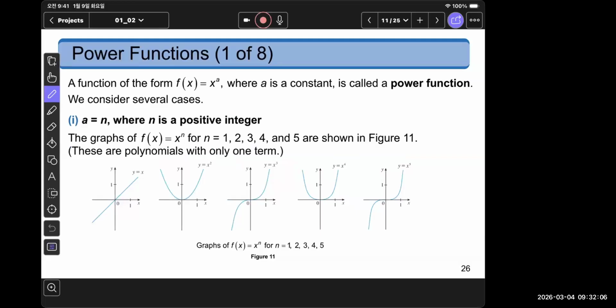Oh, and if your function is of this form, x to the a, please note that x is a variable and a is a constant. If your function is given by this x to the a type, then such a function is called a power function. And we want to consider several cases when a is a positive integer, as in 1, 2, 3, or 4, then you have linear, quadratic, or cubic functions. I mean, you get polynomials of only a single term.